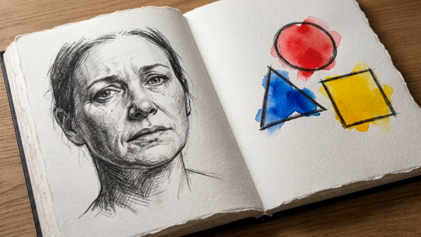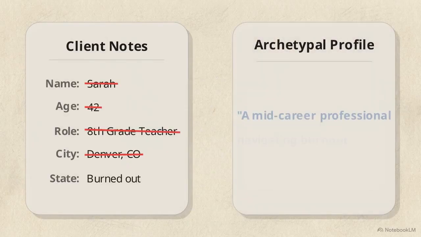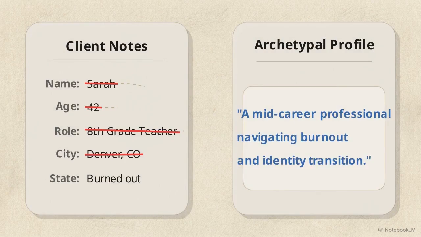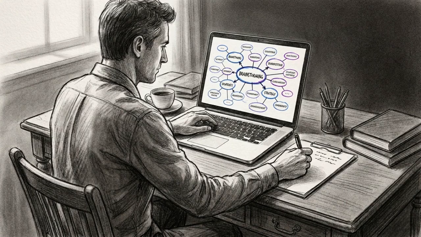To fix this, we shift our language away from specific people and move toward broad psychological archetypes. Looking at our layout, we have the specific, redacted notes on the left. Now we build a safe prompt on the right. Instead of Sarah, we write, "A mid-career professional navigating burnout." Mapping facts to themes gives AI exactly what it needs. This approach severs the tie between the human being and the data point. Your client's unique life remains entirely protected. Focusing on the pattern rather than the person lets you leverage the AI for brainstorming and reflection while keeping the actual coaching relationship completely secure.